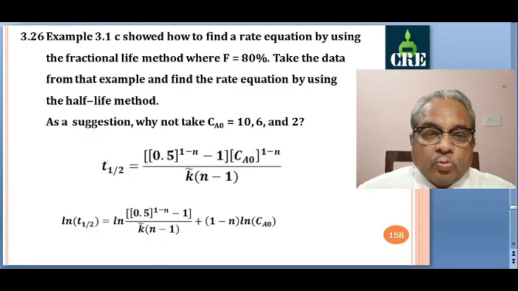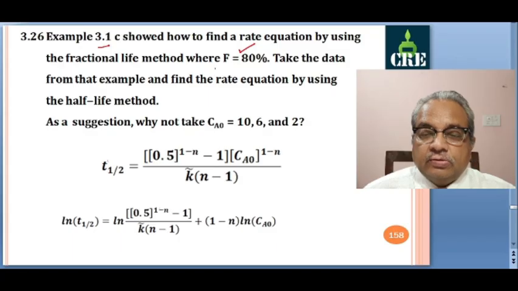Next problem, problem number 3.26. Now this is based on the data of example 3.1 part C. There it has been shown how to find the rate equation by using the fractional life method, where this f was 80% or 0.8. Take the data from that example and find the rate equation by using half life. So instead of fractional life we have to use half life. So in place of 0.8, for half life it will be 0.5.